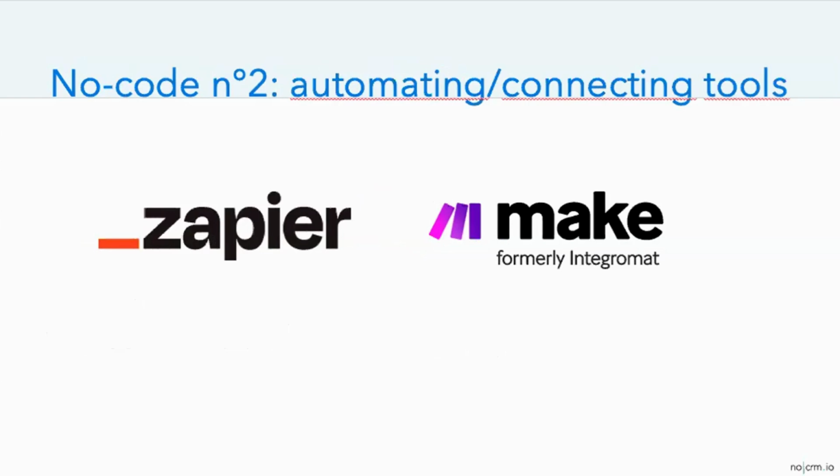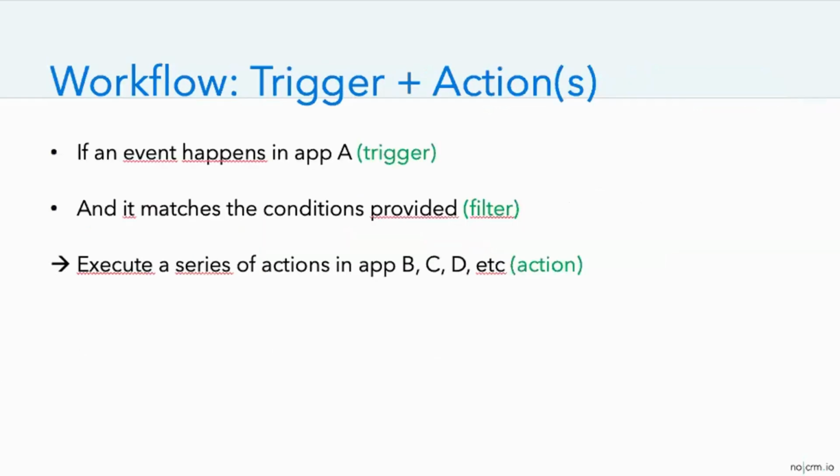To get started with some of the fundamental notions, basically, with any of these automation apps, you're going to create a workflow, right? A workflow consists of a sequence of events. It starts with a trigger and ends with an action or a series of actions.